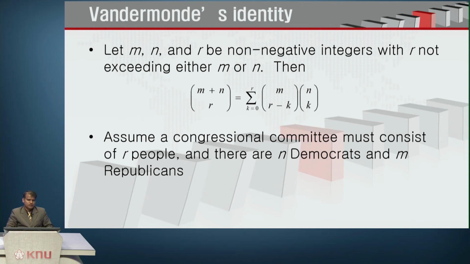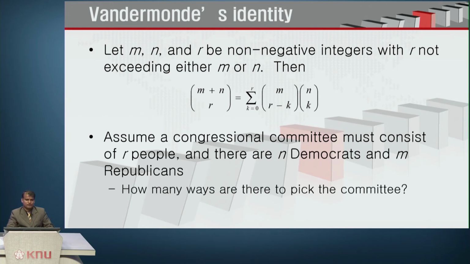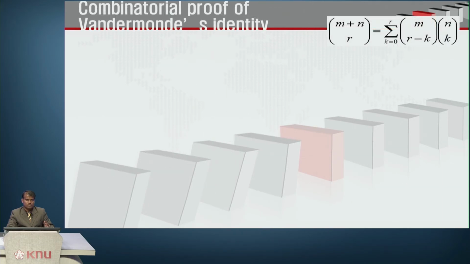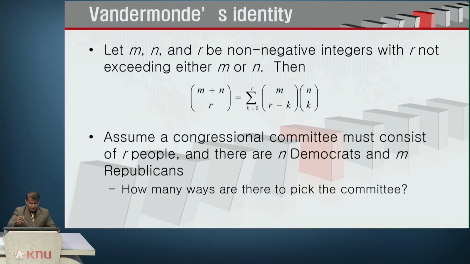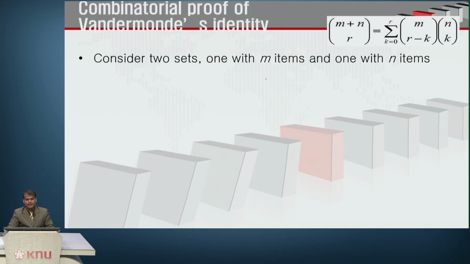So with this identity, you can think about some places where it can be used. Assume a congressional committee must consist of r people, and there are n Democrats and m Republicans. We talk about an example here. How many ways are there to pick the committee? That's where this identity comes in. From the previous slide, we have this form which we can use to identify the solutions.